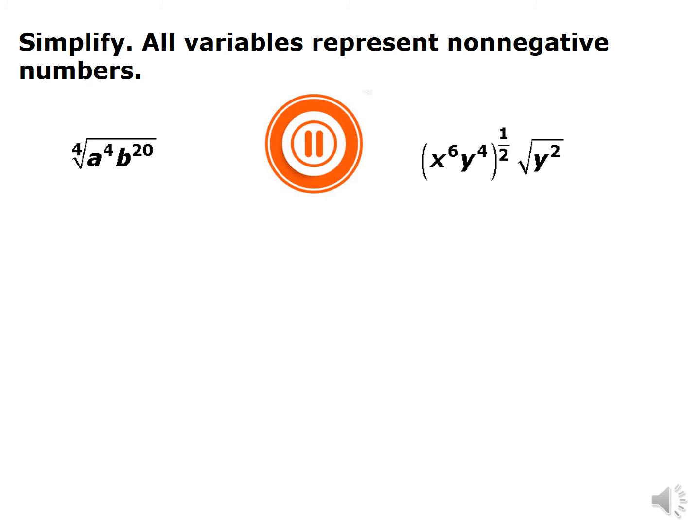Okay, so this one is a to the 4 over 4, b to the 20 over 4, which equals a to the 1, b to the 5th.